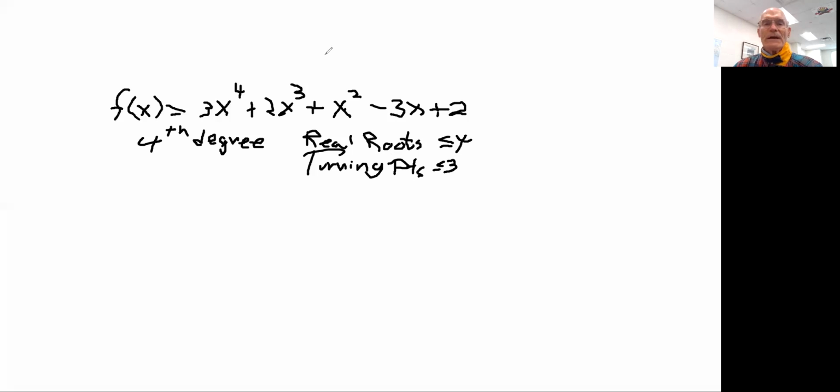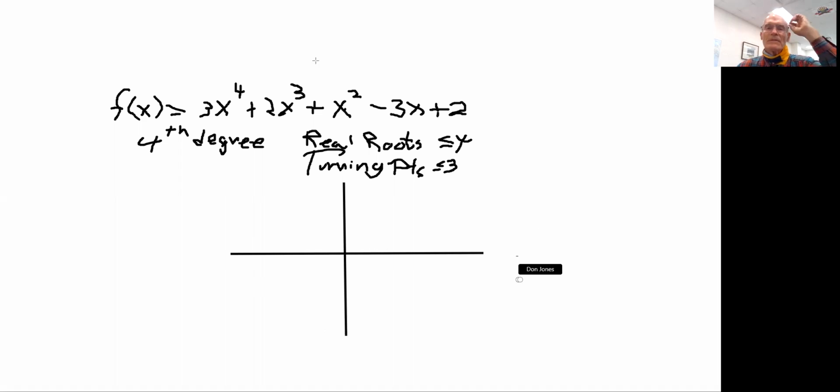Now, if you look at this polynomial function we have here in front of us, the first thing we start with is we look at the y-intercept. The y-intercept is always whatever this number is at the end, and in this case it's a 2. So the y-intercept would be here at (0, 2).